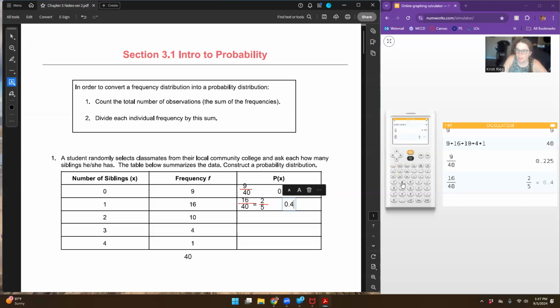Okay, then I'm just going to continue. 10 over 40, and my reduced fraction and my decimal. 4 over 40. Any of these that you already know, you're welcome to just do in your head. Here we go, 4 over 40 is 0.1, 1/10.